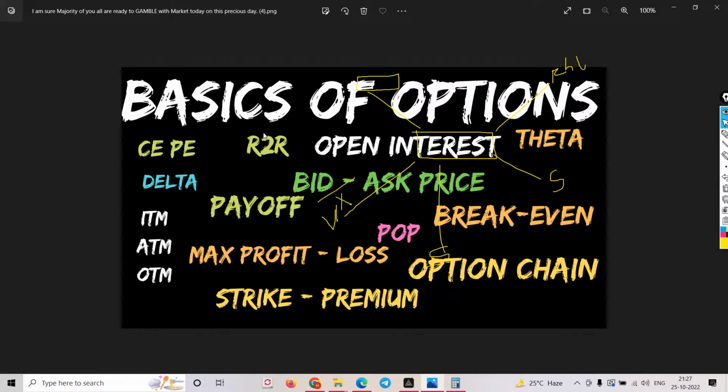We have discussed delta. Tomorrow we'll go into more detail. We will try to cover more of the option chain, more of delta, VIX, what is theta, and open interest, and we'll try to make it more structured tomorrow. But today it was more of a practical approach, I would not say basics.